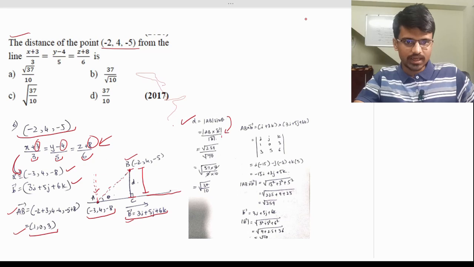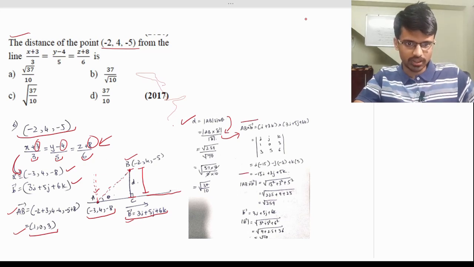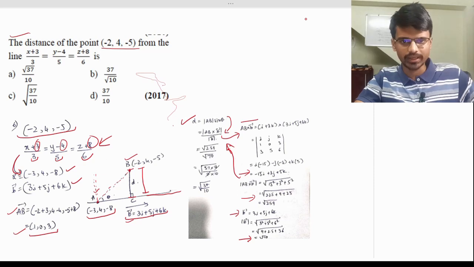For this, I need to find the cross product between vector AB and vector b. So this is the cross product vector, and this is its magnitude. And this is the parallel vector, and this is the magnitude of the parallel vector. I have substituted all the values in this equation. On simplification, we get minus root 37 by 10, under root. So the correct answer is option C.